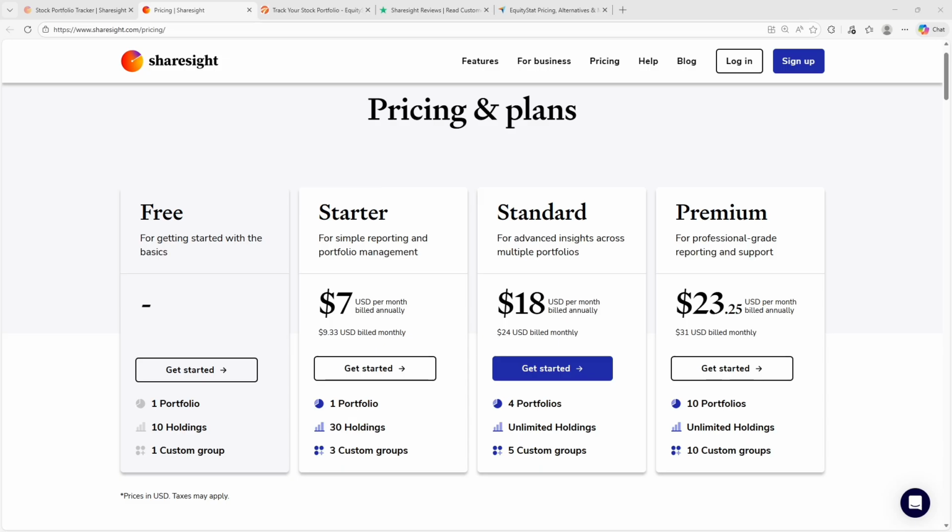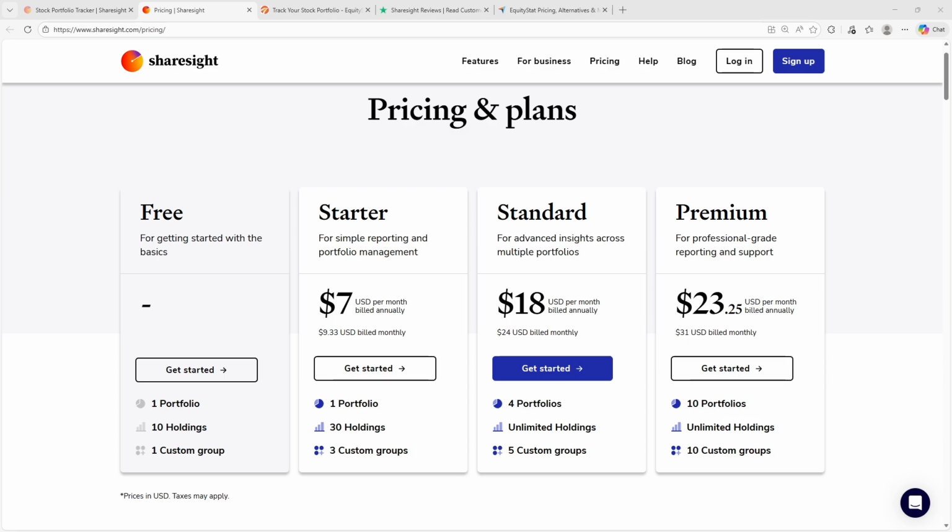The premium plan sits at just over $23 per month, billed annually, and expands capacity to 10 portfolios, unlimited holdings, 10 custom groups, and professional-grade reporting and support, clearly targeting advanced investors, accountants, and users managing multiple strategies.